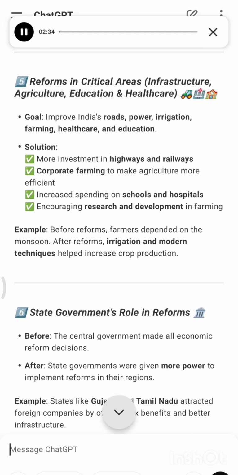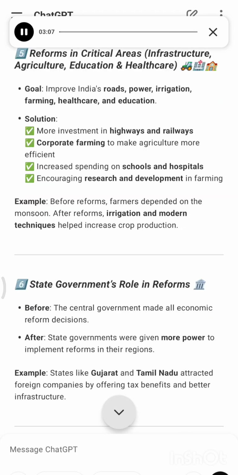5. Reforms in critical areas: infrastructure, agriculture, education, and healthcare. Goal: improve India's roads, power, irrigation, farming, healthcare, and education. Solution: more investment in highways and railways. Corporate farming to make agriculture more efficient. Increased spending on schools and hospitals. Encouraging research and development in farming. Example: before reforms, farmers depended on the monsoon. After reforms, irrigation and modern techniques helped increase crop production.